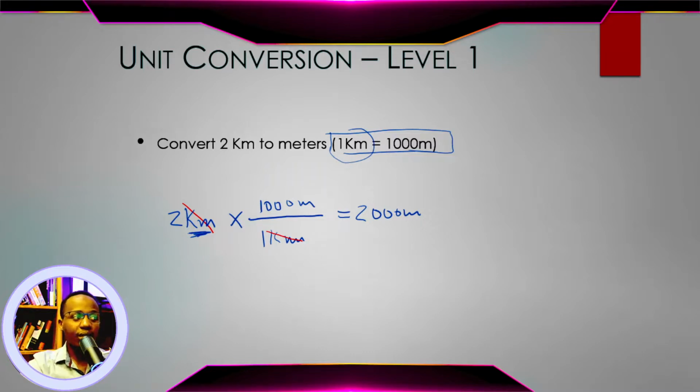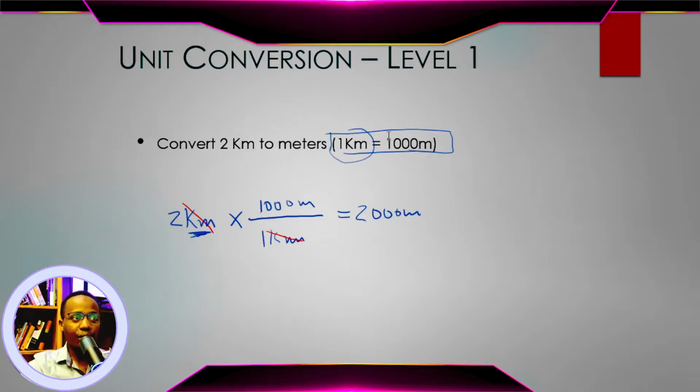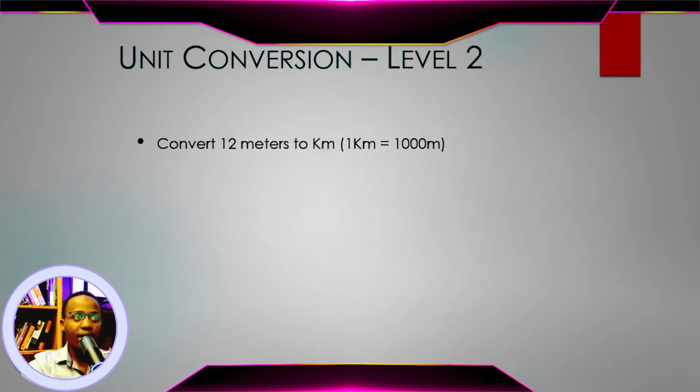So this takes me to level 2. What if, instead of asking you the straightforward way where you have to multiply, I ask you where it won't be as obvious whether you multiply or divide. So I say convert 2 meters to kilometers. So again, find the formula. I gave it to you. 1 kilometer is 1,000 meters.